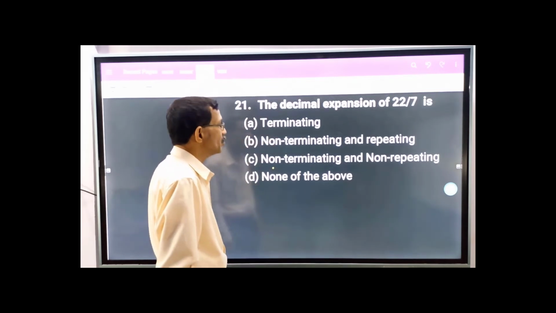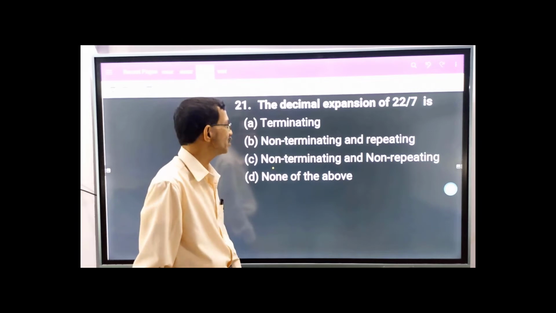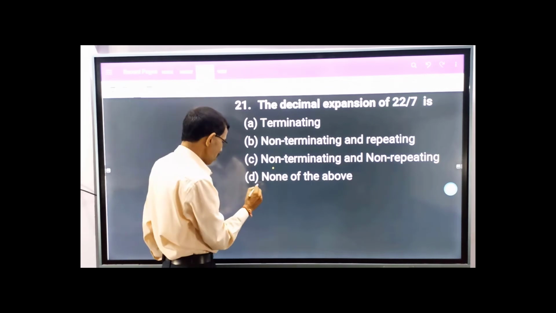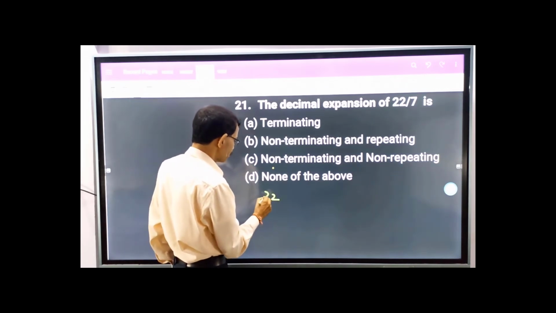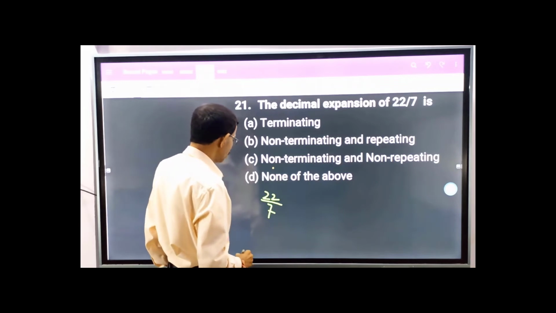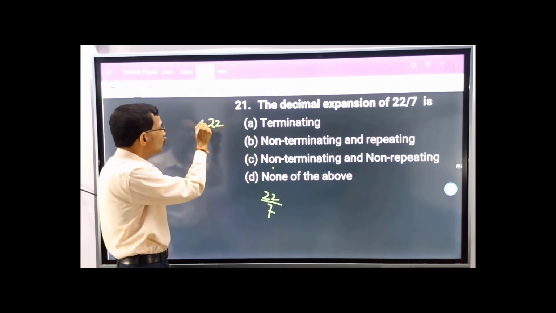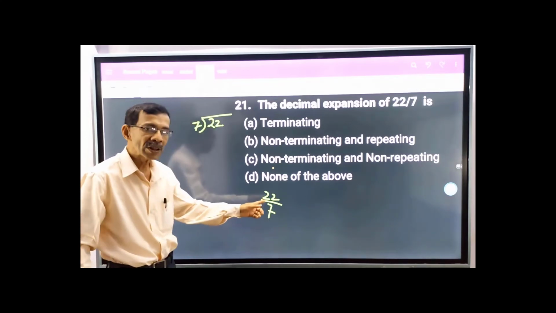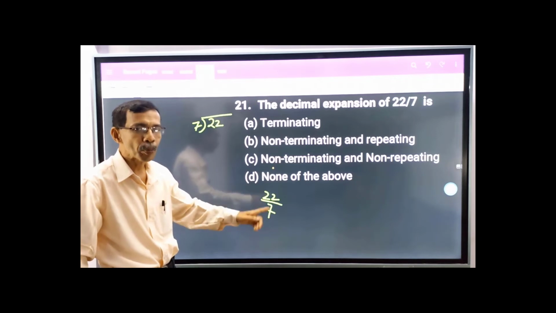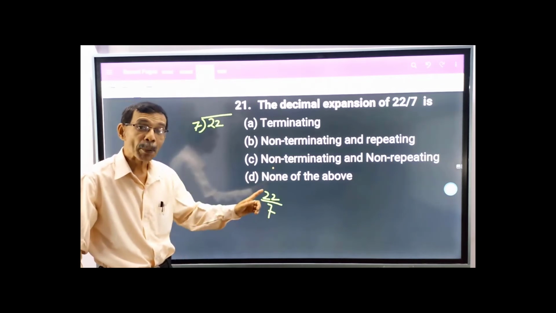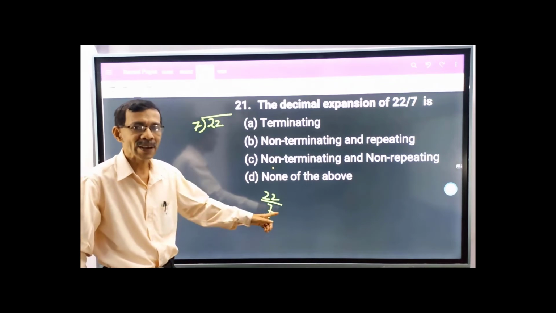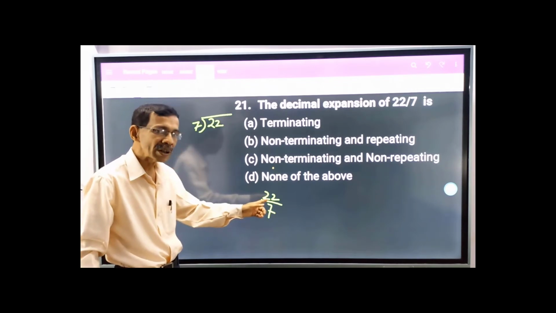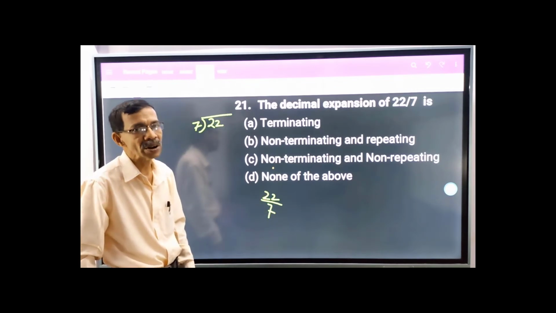The next question is the decimal expansion of 22 upon 7 is. So let us try this. So 22 upon 7, this can be tried as 22 divided by 7, and you may be thinking 22 upon 7 is the value of pi. It is the approximate value of pi and not the exact value, because the pi value is not terminating. So we are approximating it by writing 22 upon 7 or 3.14.